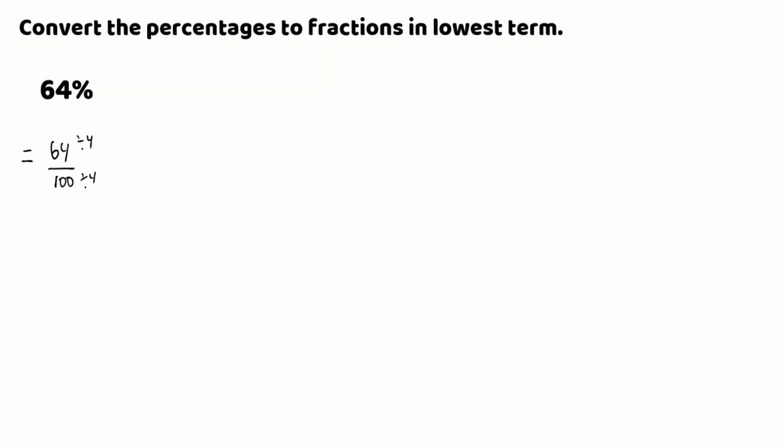So 64 divided by 4 will equal 16. And 100 divided by 4 will equal 25. So we see that when we convert our percentage 64% into a fraction and reduce it to its lowest term, it's equal to 16/25.